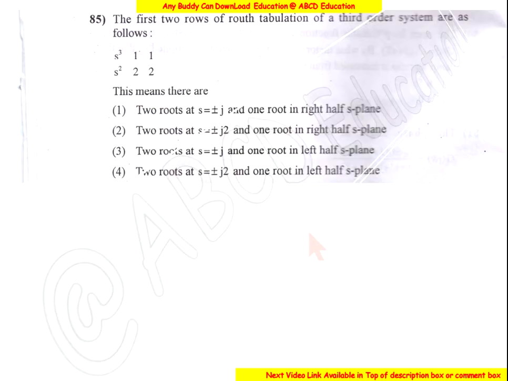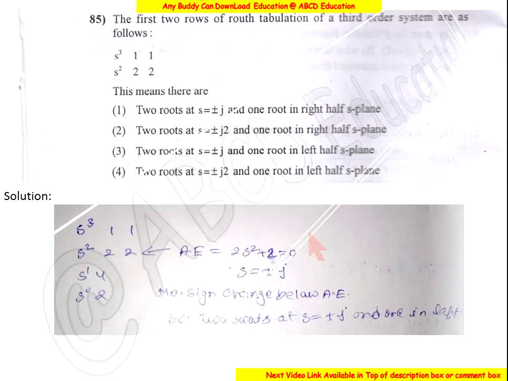Now come to question number 85. The first row of the Routh tabulation of the third order system is as follows. Okay, so come to the solution.